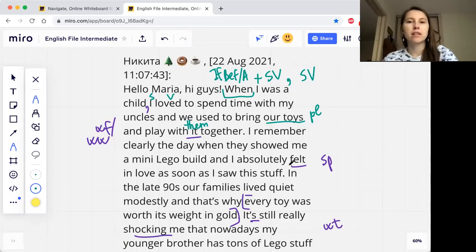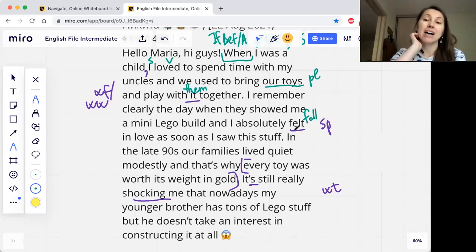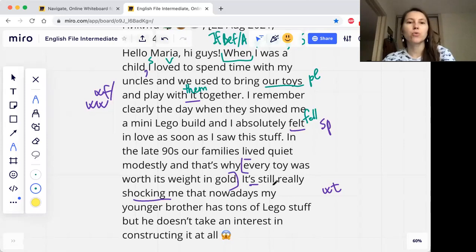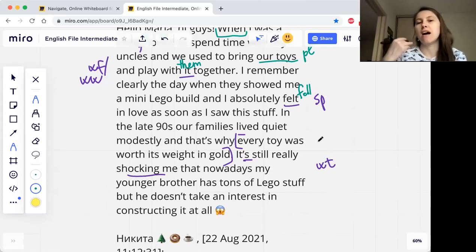Remember, okay, I absolutely felt in love, so be careful with the spelling. It should be fell in love, right? Because felt is the past form of feel, чувствовать. Another one, every toy was worth its weight in gold. Excellent. So I really love, Nikita, that you Google for this phrase. I think it's a tough one. You don't really have to memorize it. I think it's not that popular in the English language as we use it in our own Russian language, but still it's good that you Googled for it and you did it right.